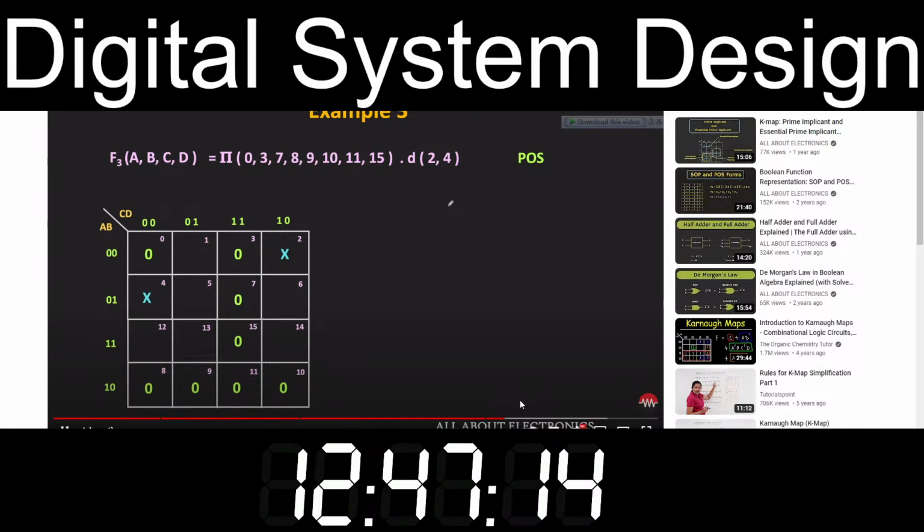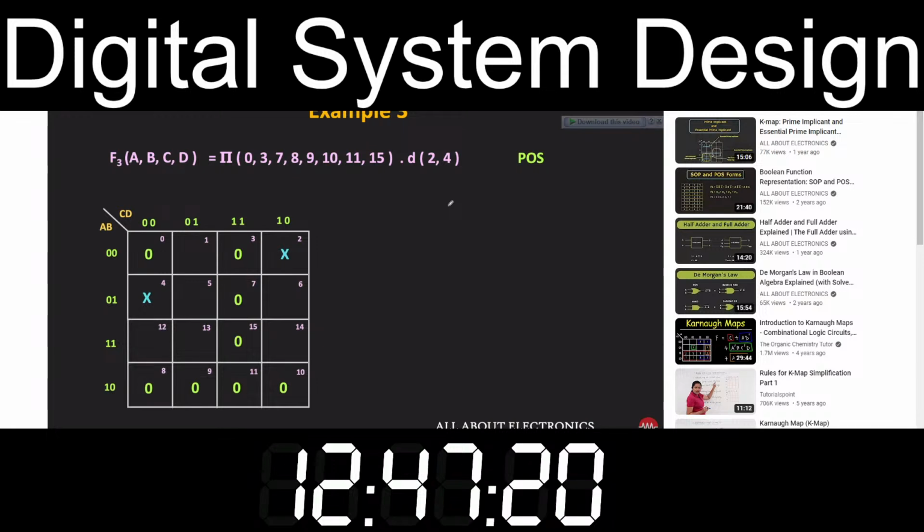So here during the minimization in the POS form, we can consider all these don't care terms as 0. So as you can see, here we can make the group of these 4 zeros and these 4 zeros. And using the don't care max term m2, we can make the group of these 4 zeros. So now all the zeros in the map get covered.